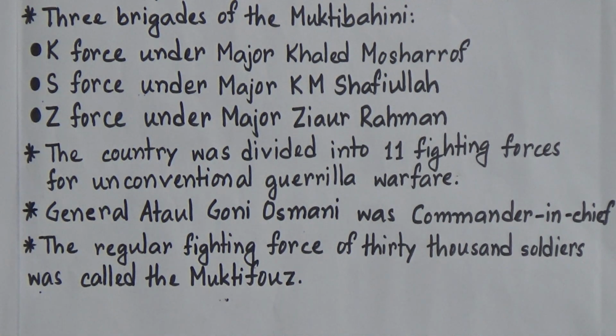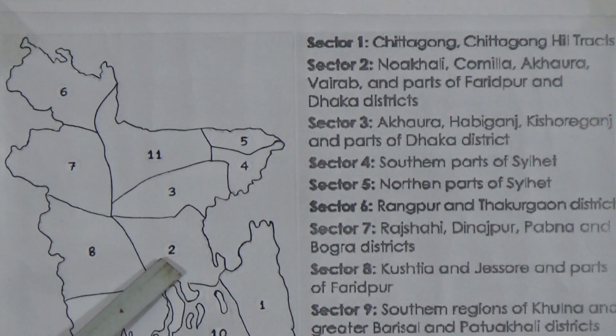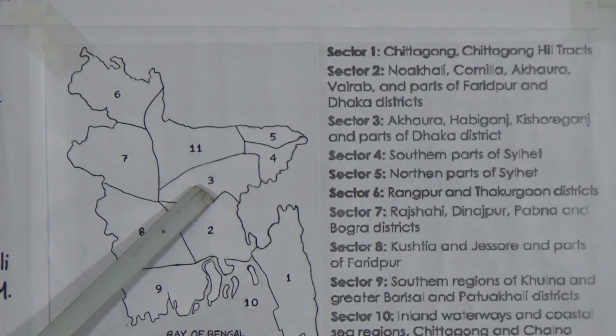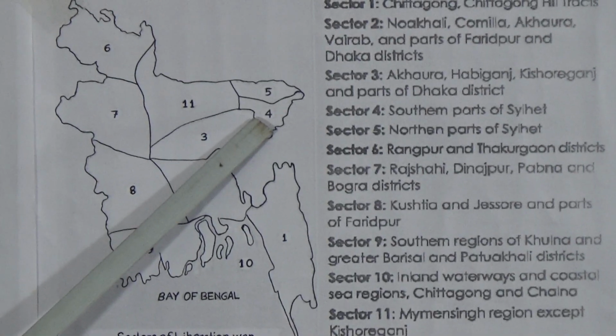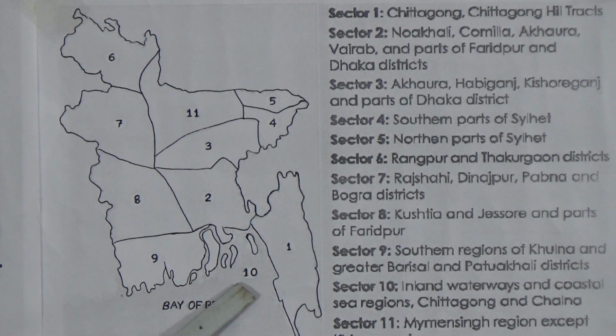And in your book, you can see there is a map. This is sector 1. This is sector 2. This is sector 3. This is sector 4. Then 5, 6, 7, 8, 9, 10, and 11.